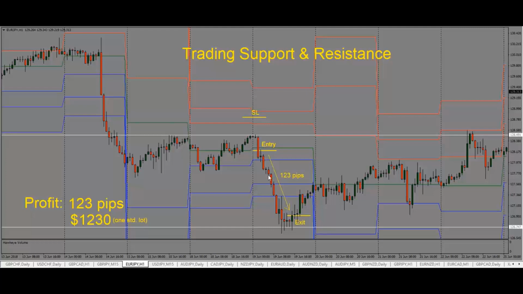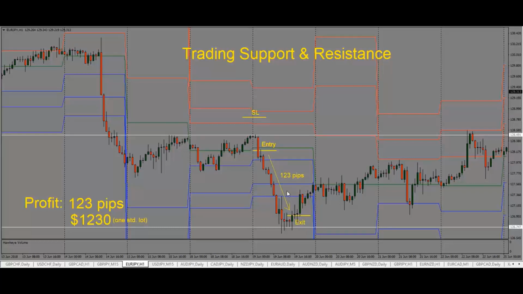And then we're looking for price to continue on into the next support and resistance area. In this case, we see that the price comes into this level here and then holds above this level. And we see this bullish candle close here. So this is a good place for us to exit the trade.